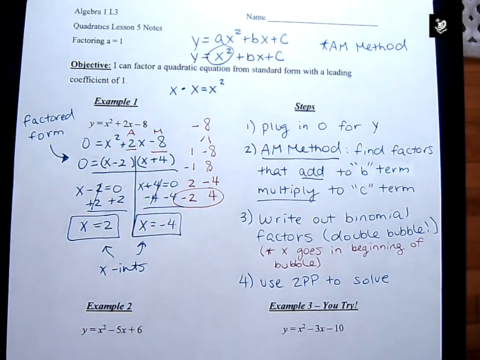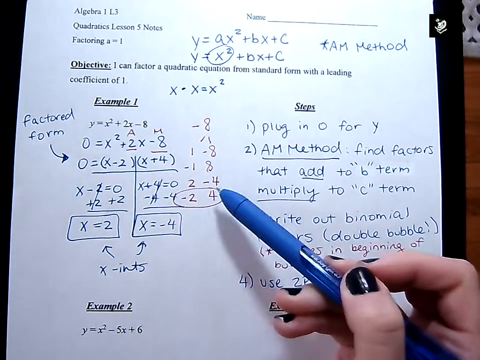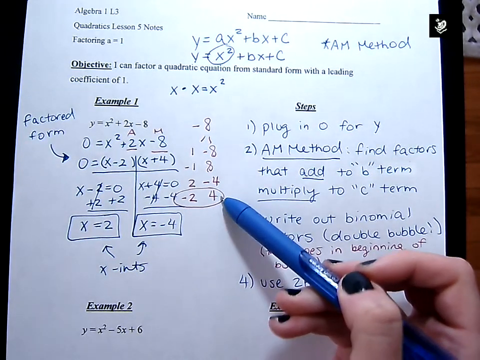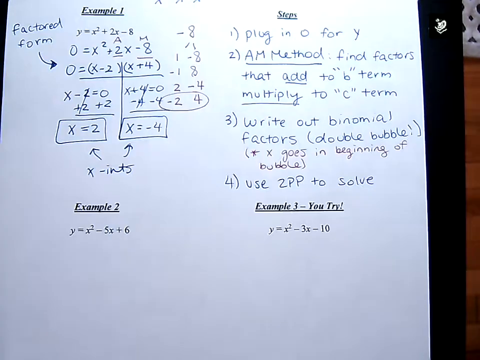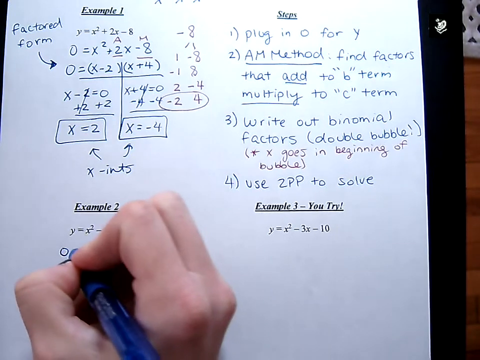So the real new steps are, can you find the factors? After that, it's just zero product property. So let's do another example together. So I'm going to follow my steps. Step 1, plug in 0 for y.